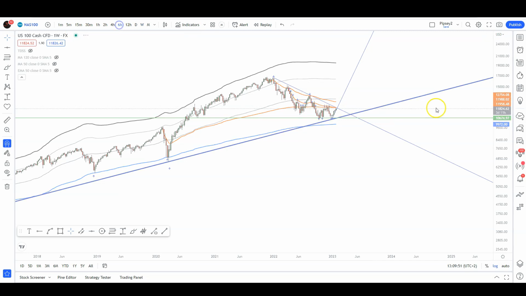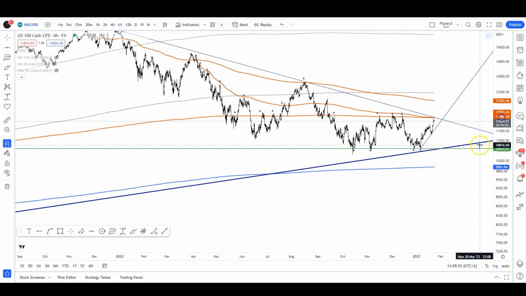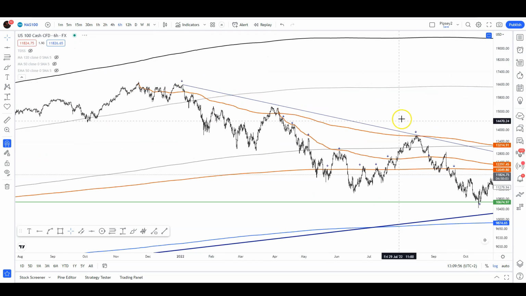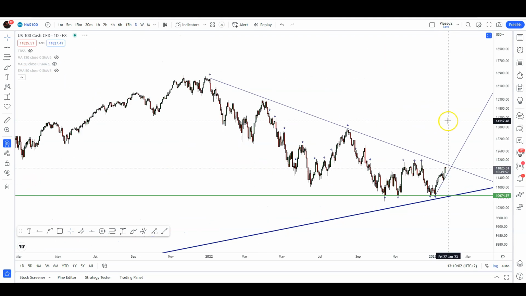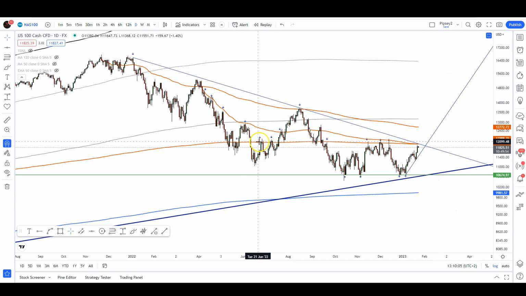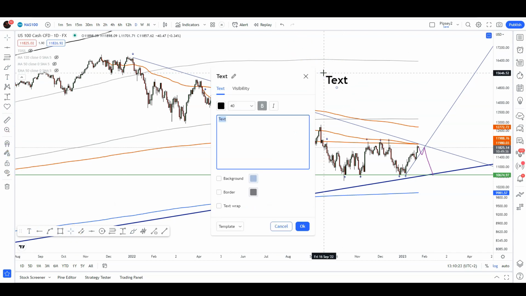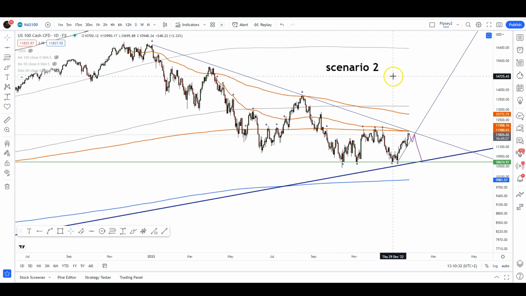For now, like I said, we either reject from this resistance area over here. This is the logarithmic chart, right? We could potentially confirm it with a break of this trend line, a retest, and then a fall, right? That's the bearish scenario. So that's scenario 2. It's bearish.